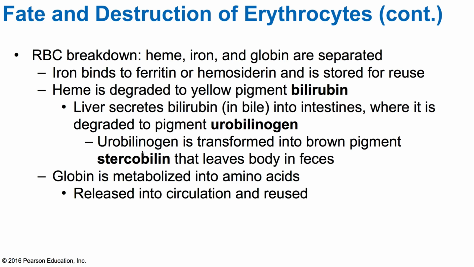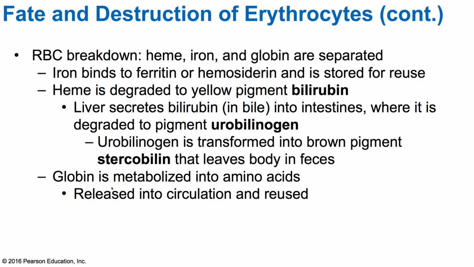Now, some of this urobilinogen ends up getting reabsorbed into your bloodstream, where it gets oxidized into something called urobilin. Urobilin is then excreted into the urine, and urobilin is what gives urine the yellow color. And as I mentioned earlier, the globin, the protein part of hemoglobin, ends up getting broken down and reused. The amino acids will be recycled as well.